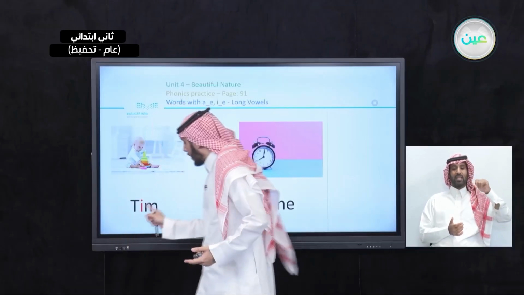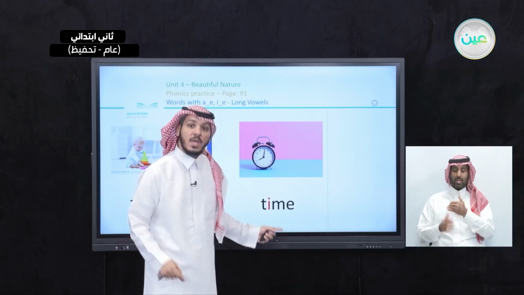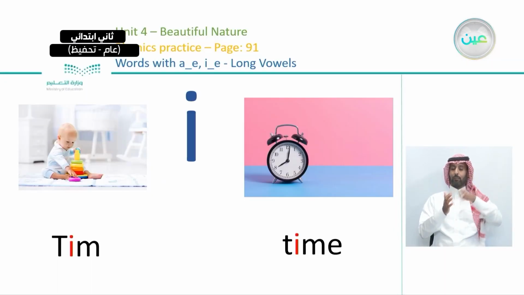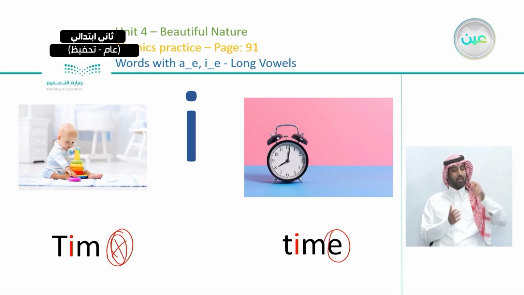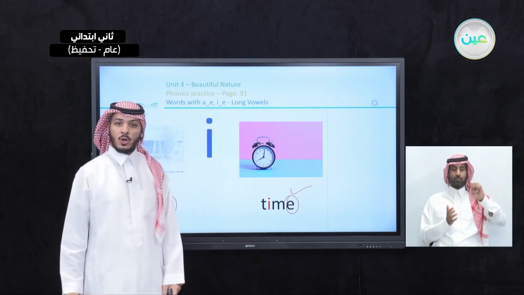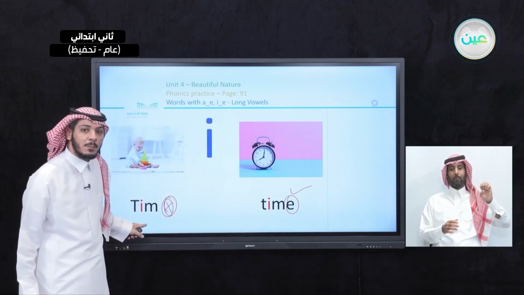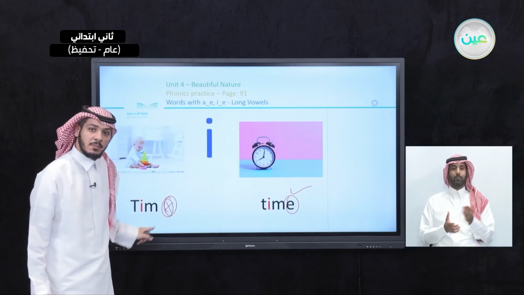Why did I say I here, E, and the I here as I? Because we have E. So here in Tim we don't have E in here. So it's what? Tim. E. Tim. But here time. Why did I say I? Because we have E in here. So this is time, time, and here's what? Tim, Tim, time.